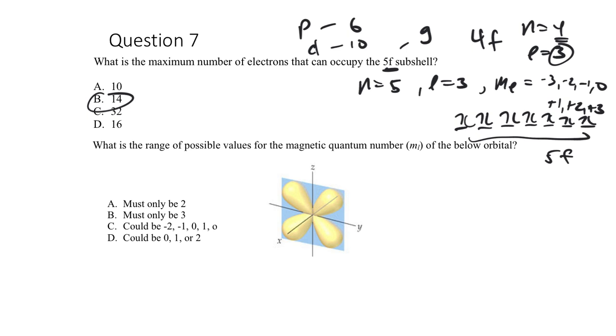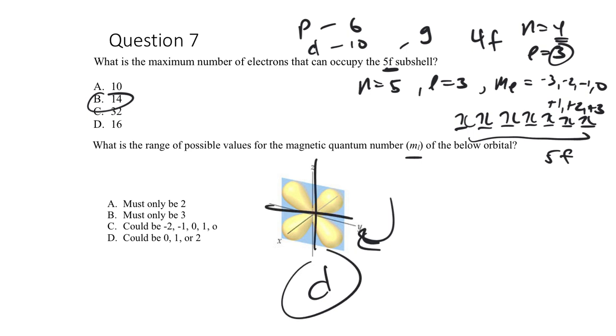What's the range of possible magnetic quantum numbers, the m sub l values, for this orbital below? The key for me is that this is one orbital. This isn't like 2 orbitals. This is one of the d orbitals. And the key that I see here is 2 planes of symmetry through those sets of lobes. And so this is a d orbital, and a d orbital has an L of 2. So the m sub l range is equal to minus 2, minus 1, 0, plus 1, plus 2. And so that would be 5 different possible values.